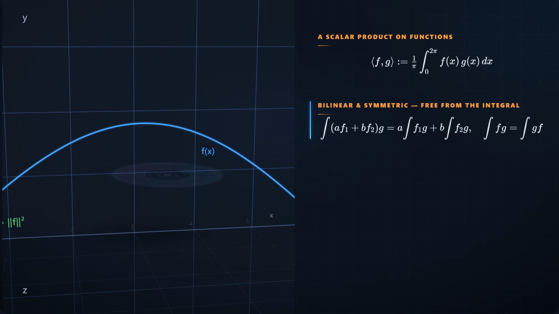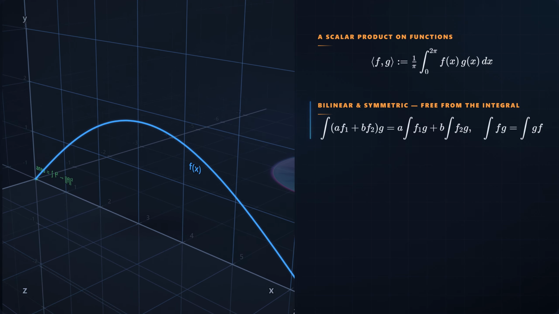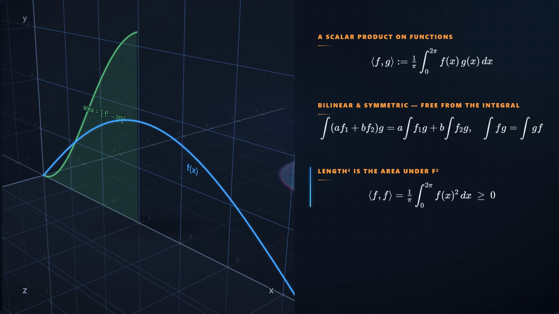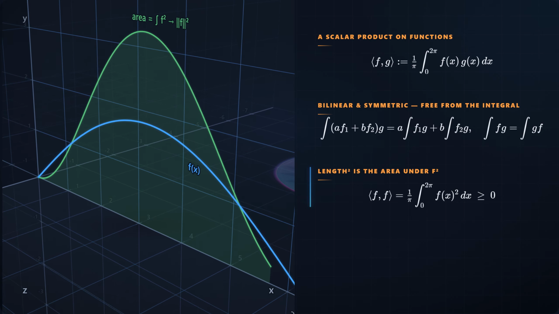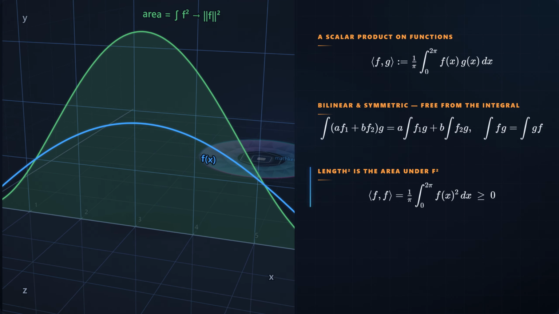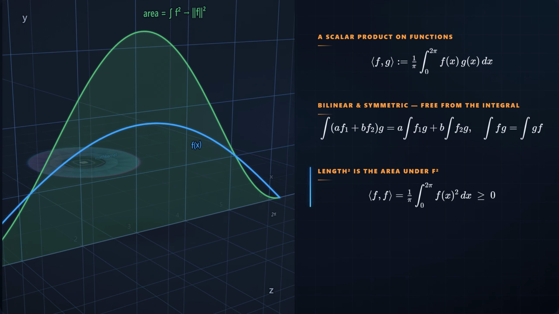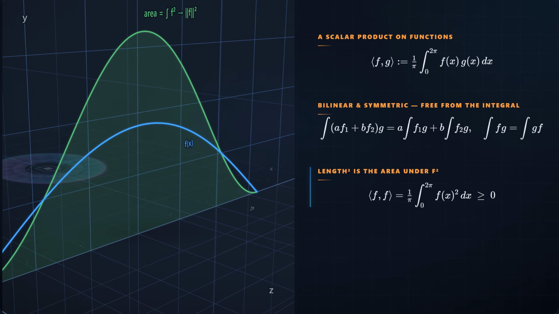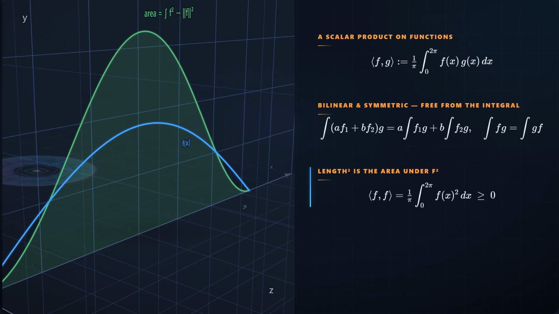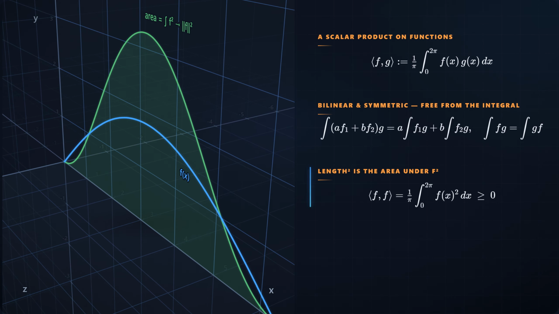2 of the 3 survive for free, straight from the integral. It's linear, so the product is bilinear, and f times g equals g times f at every point. So it's symmetric. No work at all. And the length of a function is the square root of its product with itself, the area under f squared. Since f squared is never negative, that area is never negative. There's the green belly, nowhere below the axis. That's the 2 easy ones.